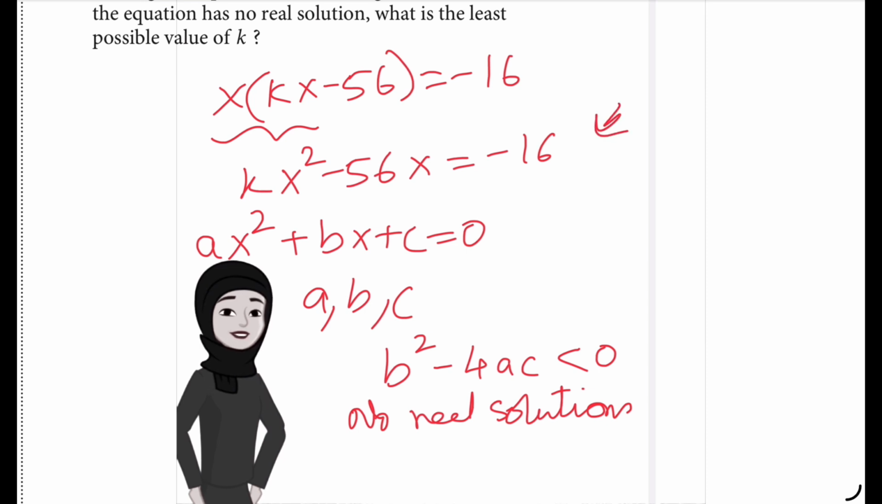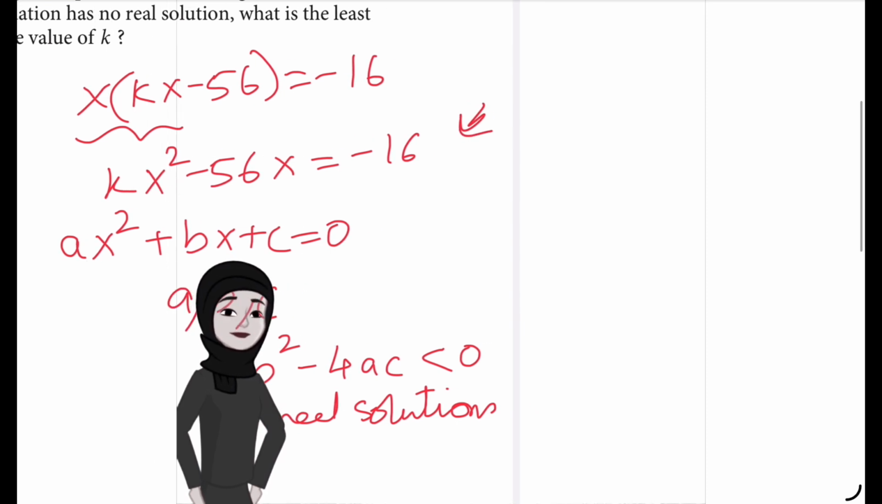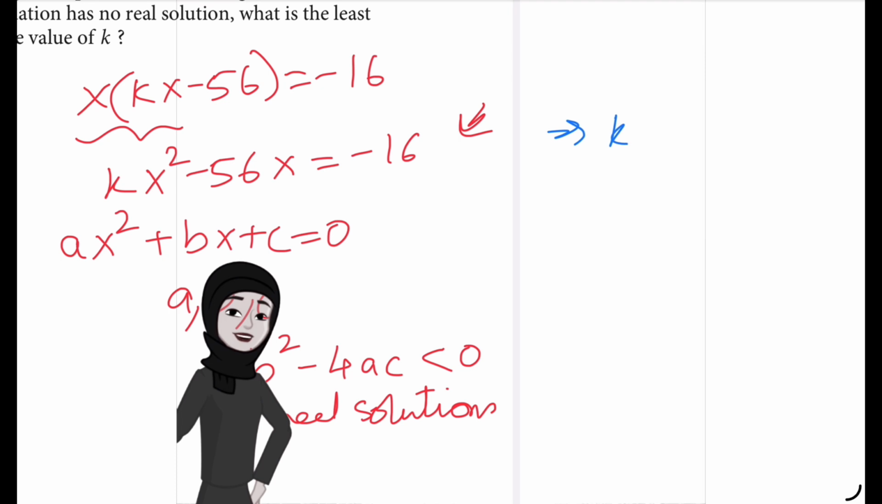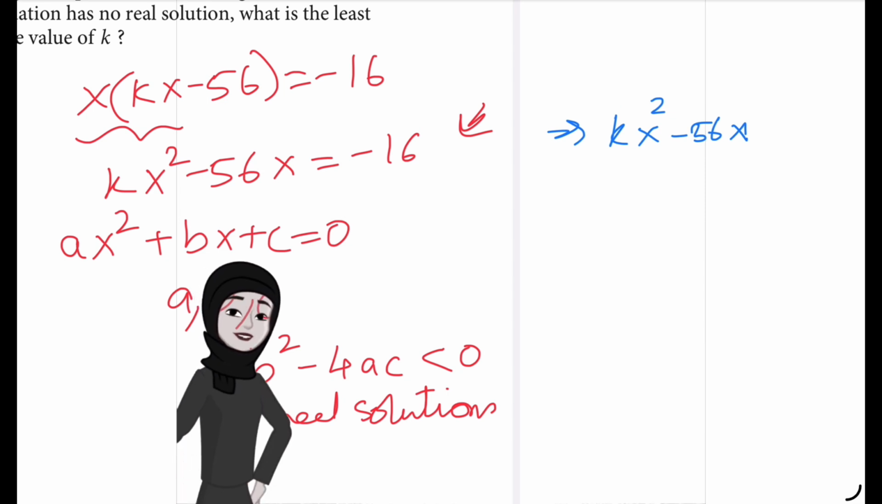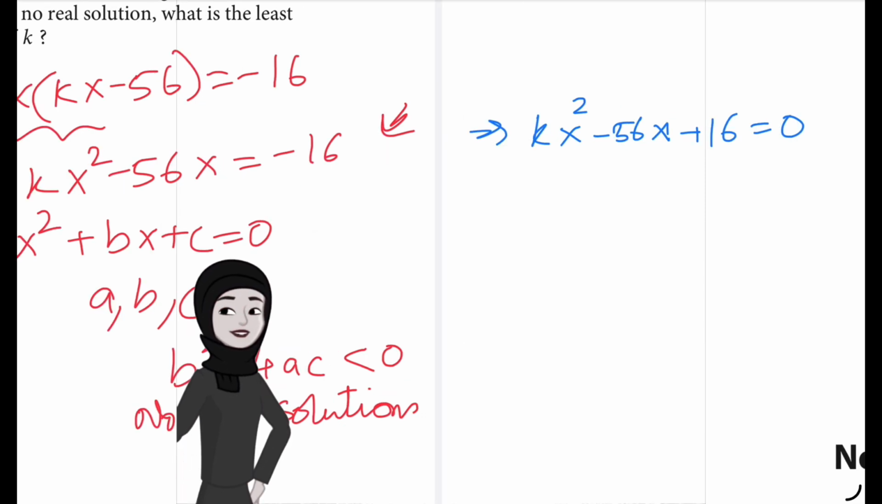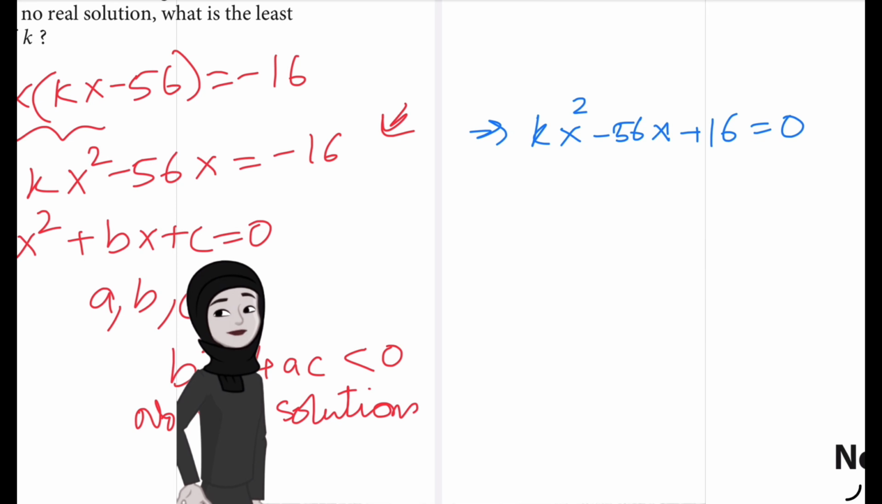So what we can do is apply the distributive property to the left hand side of the equation and get this equation. After that, we can add 16 to both sides so that we can write it in the standard form of the quadratic: kx² minus 56x plus 16 is equal to 0.